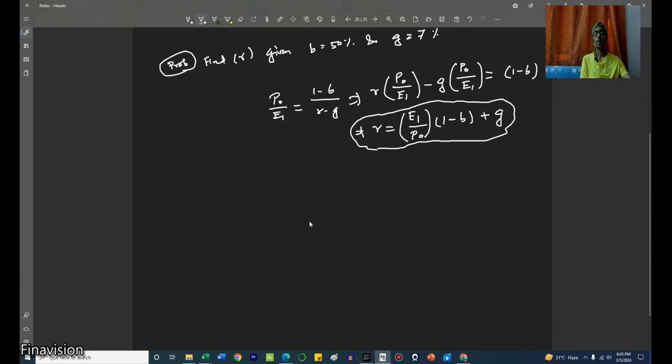So R is equal to 1 by 15.65, this is the inverse of the forward looking PE, right, into 0.5, which is the retention ratio, plus 0.07. Let's find out the value.